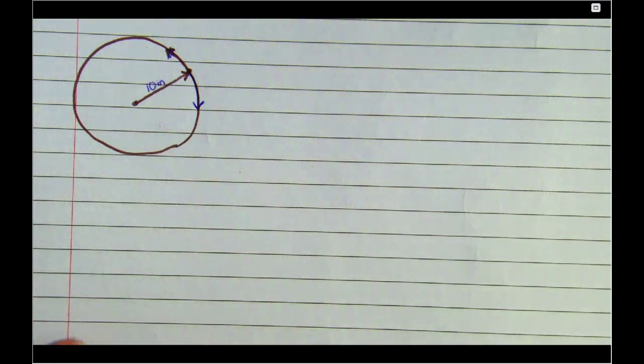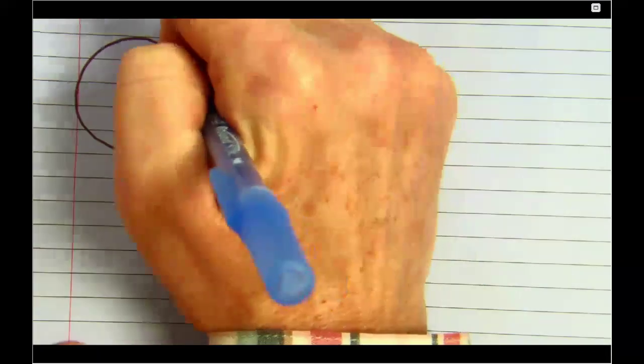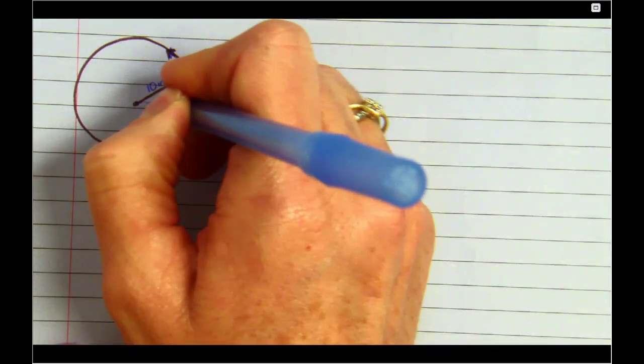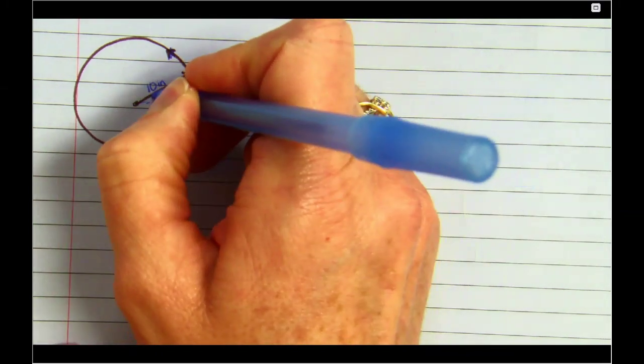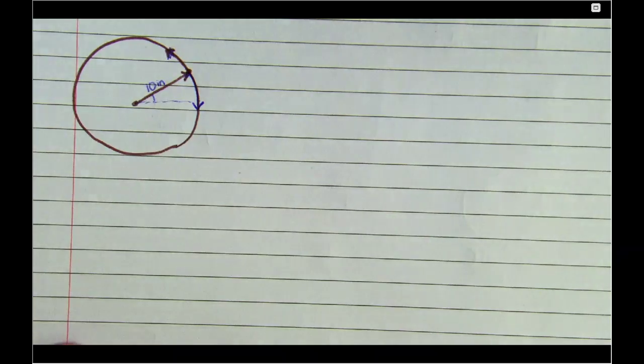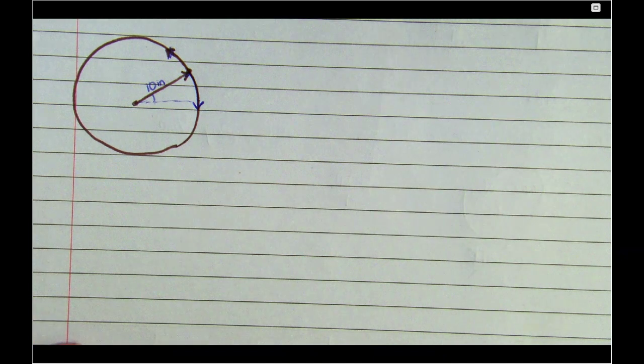Linear speed is actually the very end of this. How fast is the end of it going? Angular speed is how fast this angle is changing. Here, you would measure from here. How fast is that angle changing? Linear speed is how fast something on the edge is changing.